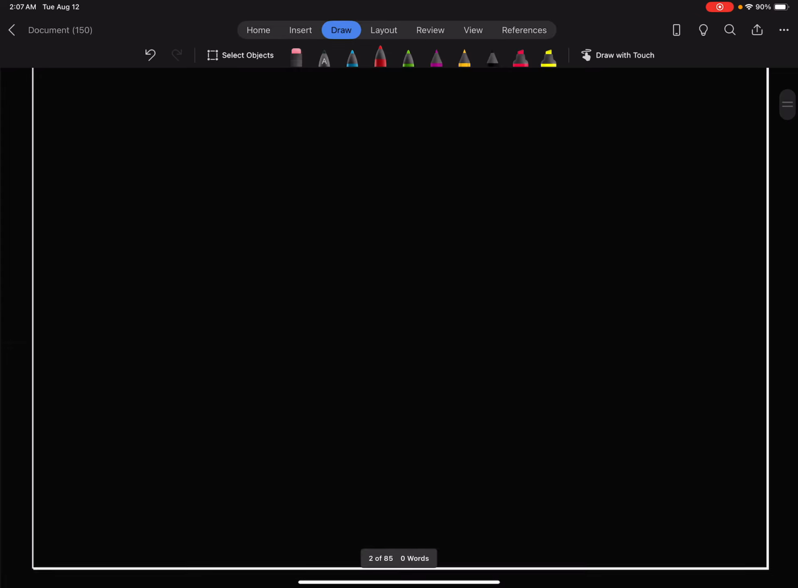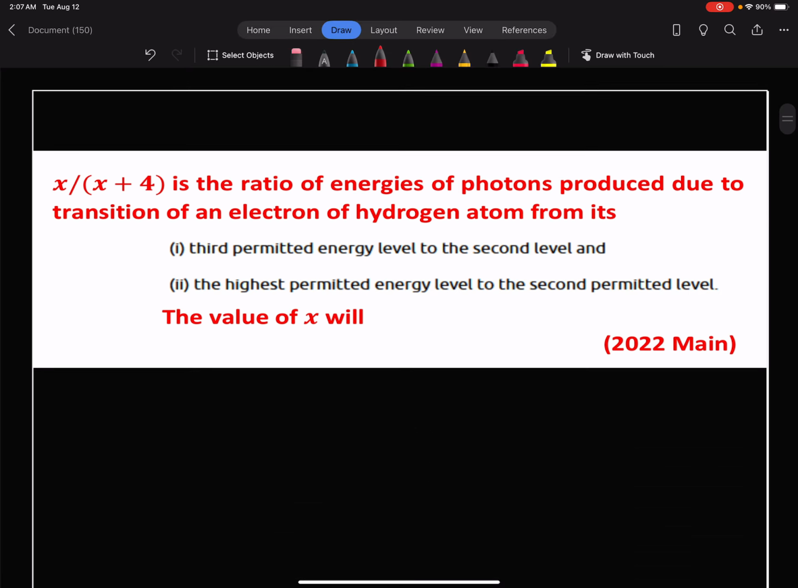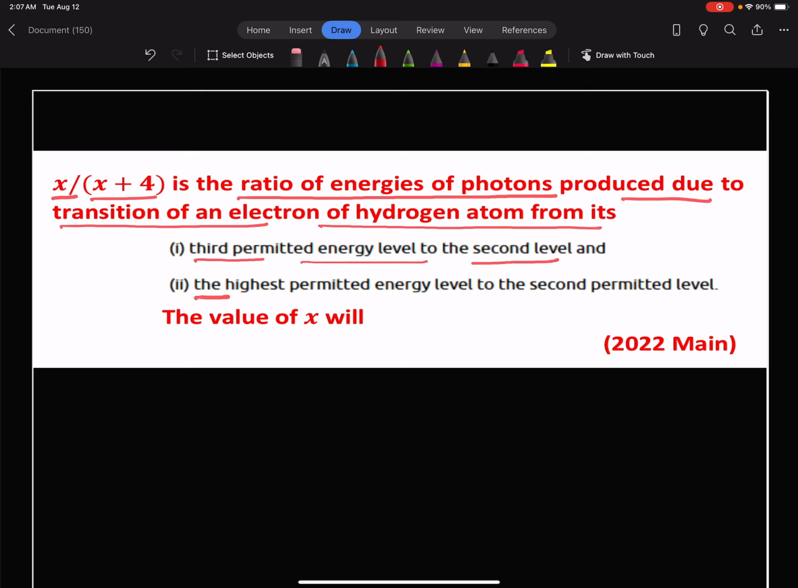Next question. It states that x upon x plus 4 is the ratio of energy of photons produced due to transition of an electron of a hydrogen atom from its third permitted energy level to the second level and the highest permitted energy level to the second permitted level. So we have to find out the value of x.